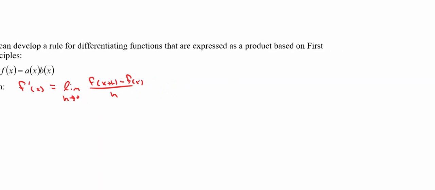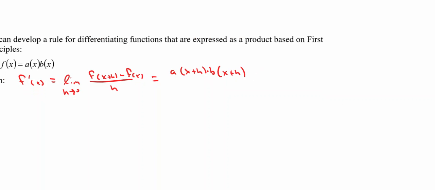And now let's fill in what we actually have. So what we're dealing with is a of x plus h times b of x plus h. Now, I know this looks a little bit confusing because those look like brackets, but this is really a of x plus h times b of x plus h. Those are functions. Then minus a of x times b of x, and then that's all over h.